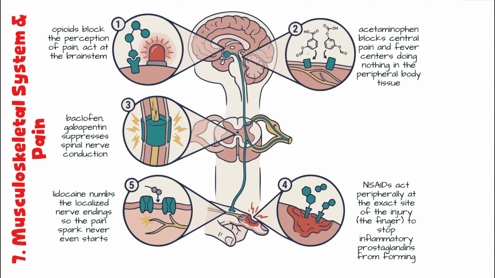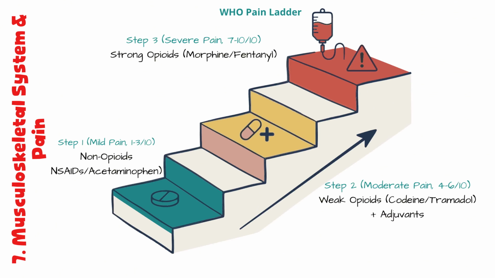Opioids are heavy CNS suppressors: morphine, fentanyl, hydromorphone. In this system, they are reserved strictly for severe acute tissue damage, orthopedic surgery, traumatic fractures, terminal bone cancer, never for chronic mechanical pain like osteoarthritis.